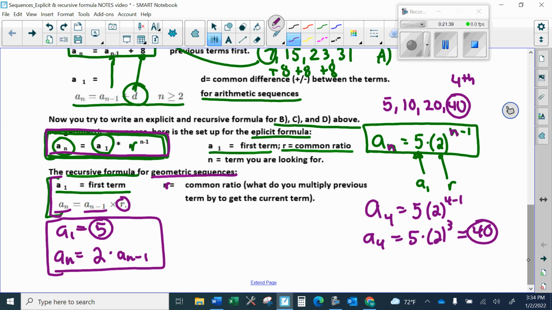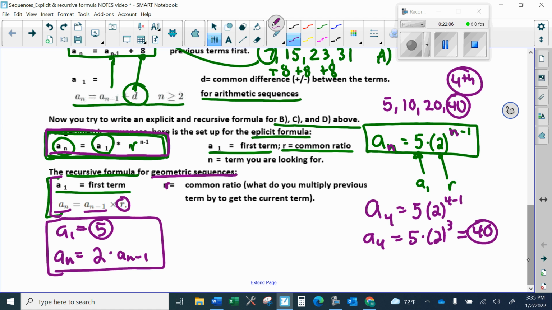Okay, so now in this case, I can't jump. Remember, I can't jump from a sub 1 to a sub 4. Remember, we're going to find the fourth term. We know it's supposed to be 40. I can't just jump to a sub 4 here because a sub 4 would equal 2 times a sub 3, because 4 minus 1 is 3. But I don't have a sub 3, do I? That's why I can't jump right to it. So I have to keep working, starting at a sub 1 and work my way up.